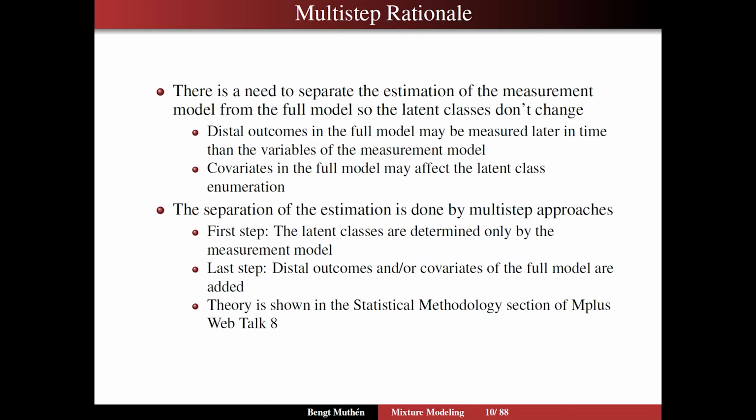And the covariates in the full model may also affect the latent class enumeration. And if you go back and forth between different sets of covariates, you would have to, in principle, redo the latent class enumeration. So you want to separate the estimation of the measurement model from the full model. And that is what's done by multi-step approaches. In the first step, the latent classes are determined only by the measurement model. And in the last step, distal outcomes and/or covariates of the full model are added. And the theory for this multi-step approach is described in the statistics methodology section of Webtalk 8 on LCA.